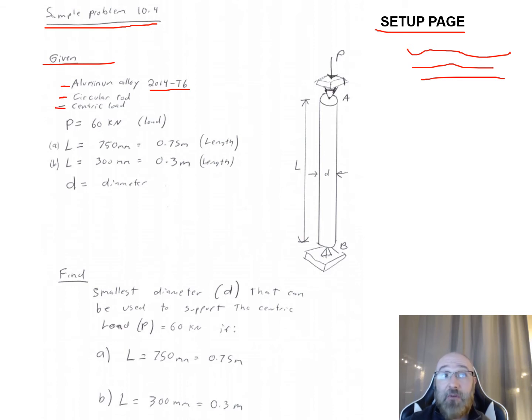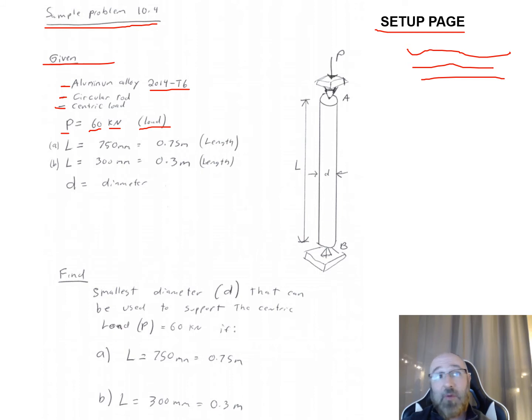Now, what do they give us for our given information? Again, we want those four different things. We want the variable name, the numerical value, the units, and the fourth thing is how it relates to our problem. So this is P, our load. It has a value of 60 in units of kilonewtons. So P is equal to 60 kilonewtons for our load.